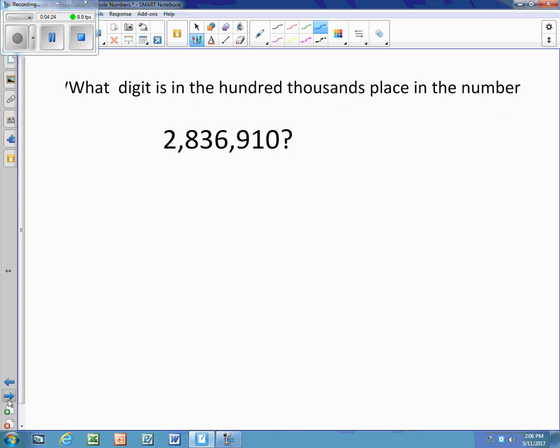So now we have this one. Which digit is in the 100,000s place? So again, we can go through this. And we're looking for the 100,000s. So we can say ones, tens, hundreds, thousands, 10,000, 100,000s. So the 8 is in the 100,000s place.